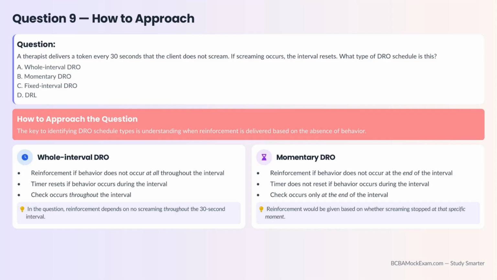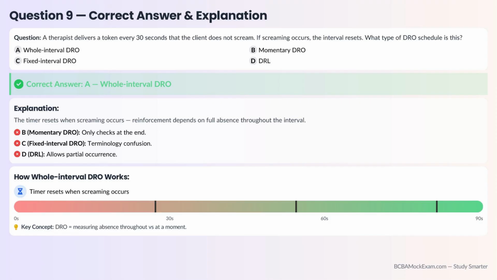That's exactly what our scenario describes. Momentary DRO, on the other hand, only checks at the end of the interval. The behavior could have happened earlier, and the person could still get reinforced if they're not doing it at that final moment. When you see a reset each time the behavior occurs, think whole interval. The correct answer is A, whole interval DRO.